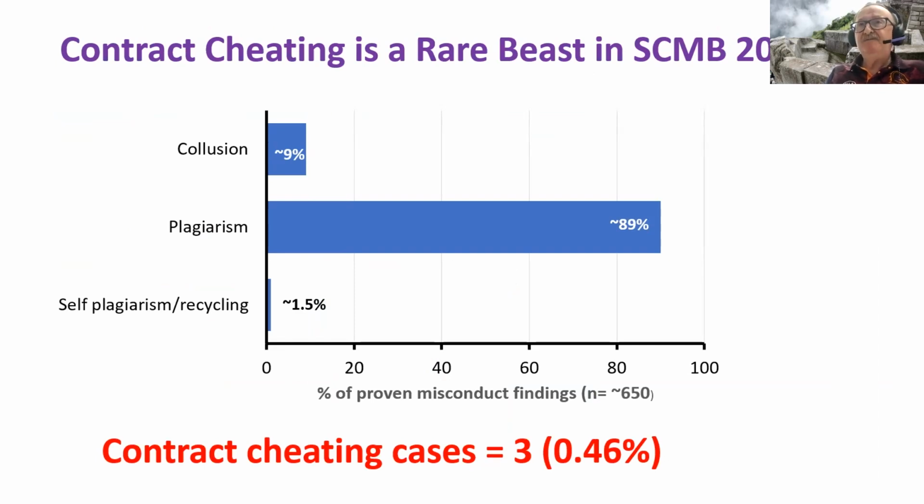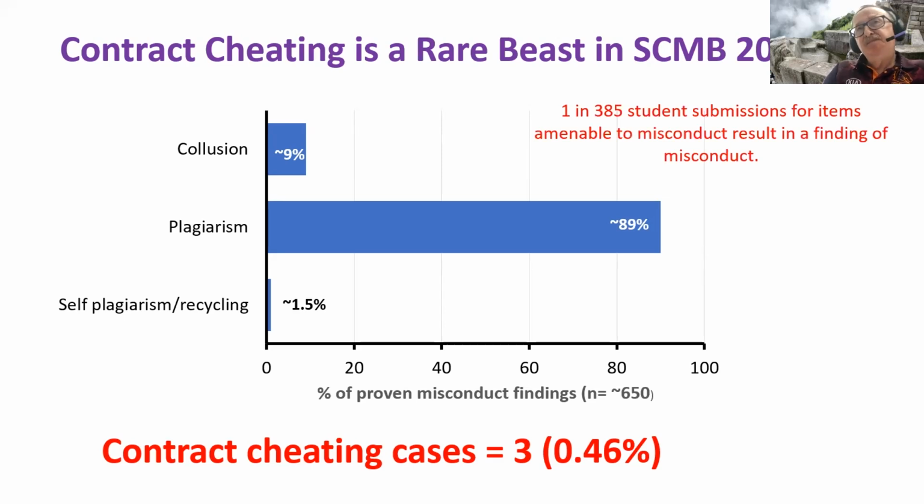Roughly 9 out of every 10 cases where we have proven misconduct findings are plagiarism. We get a bit of collusion, and we get a bit of recycling and self-plagiarism. And you can see what I'm going to talk about today. We've not had many cases. So 3 cases out of about 650 proven misconduct findings.